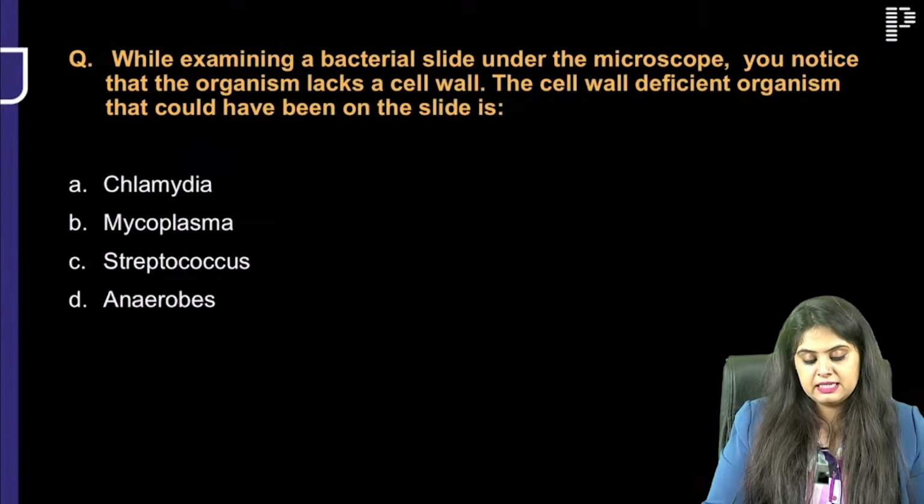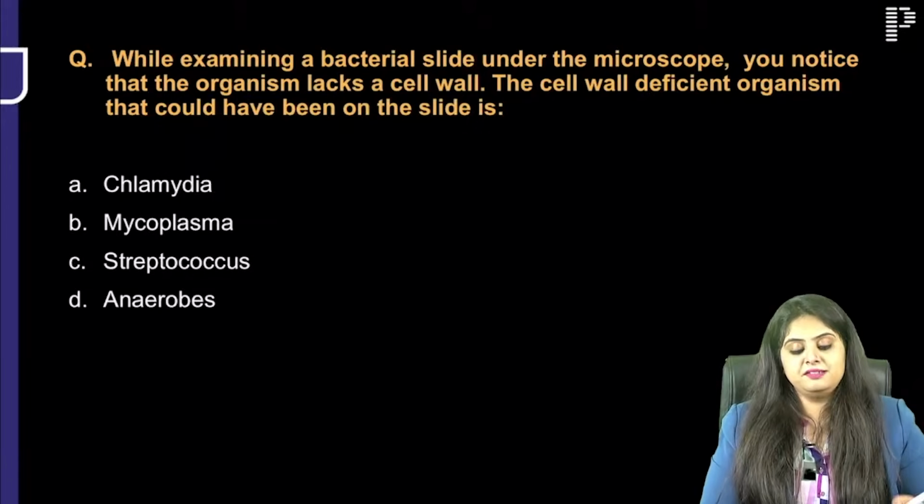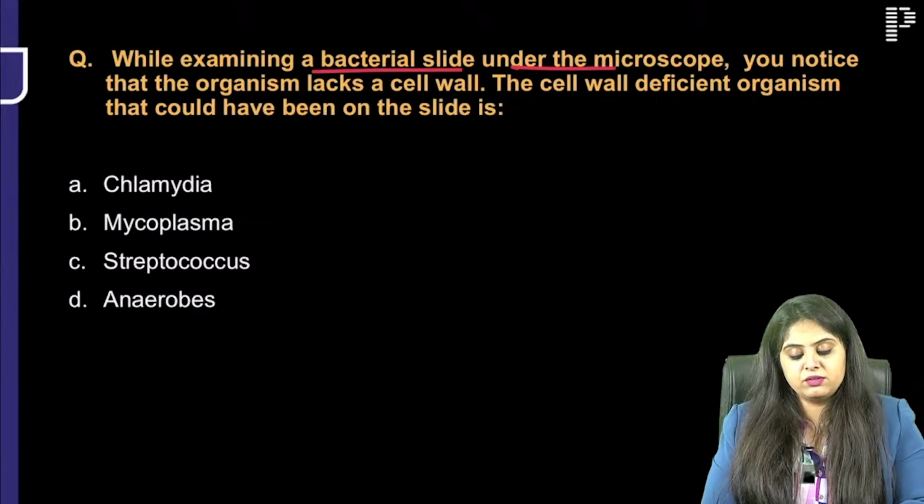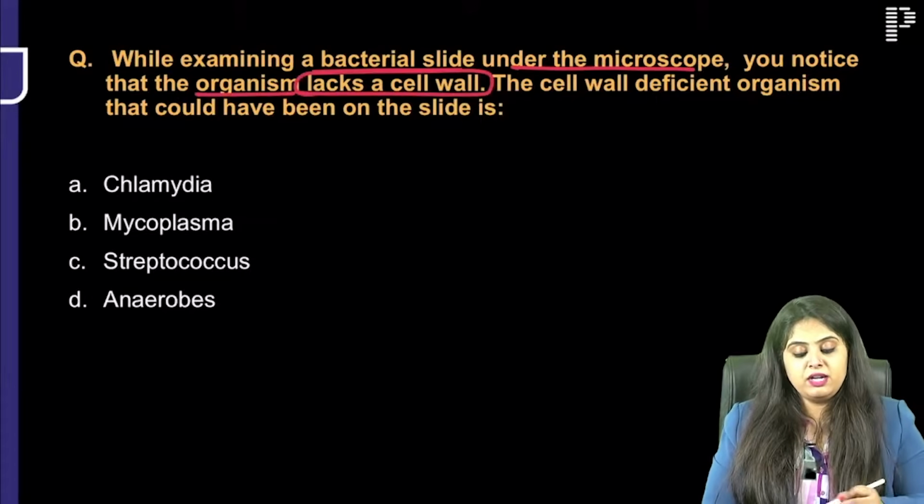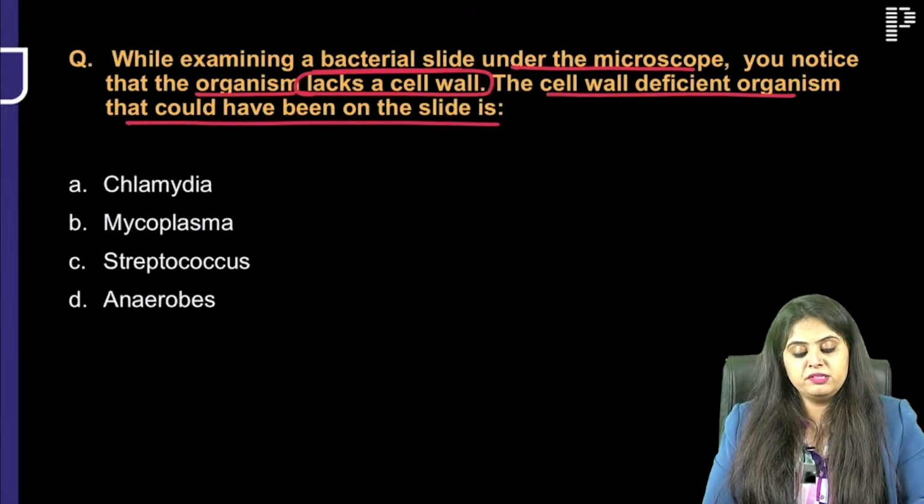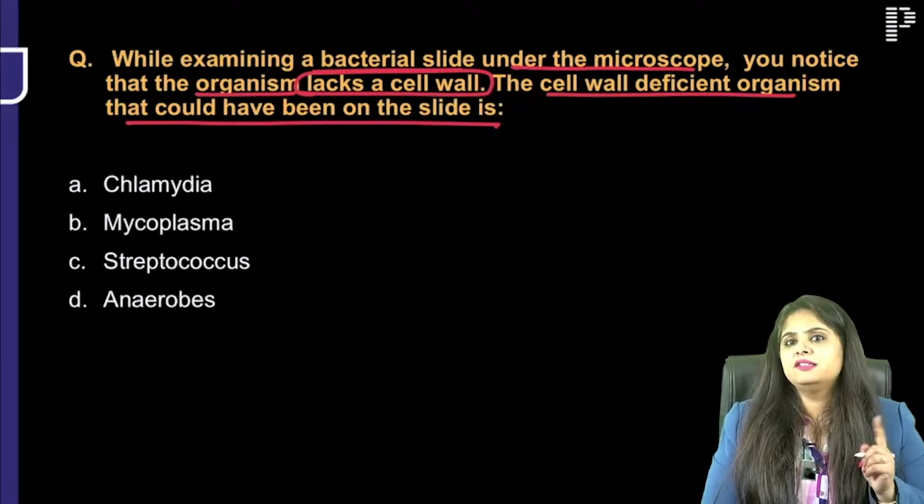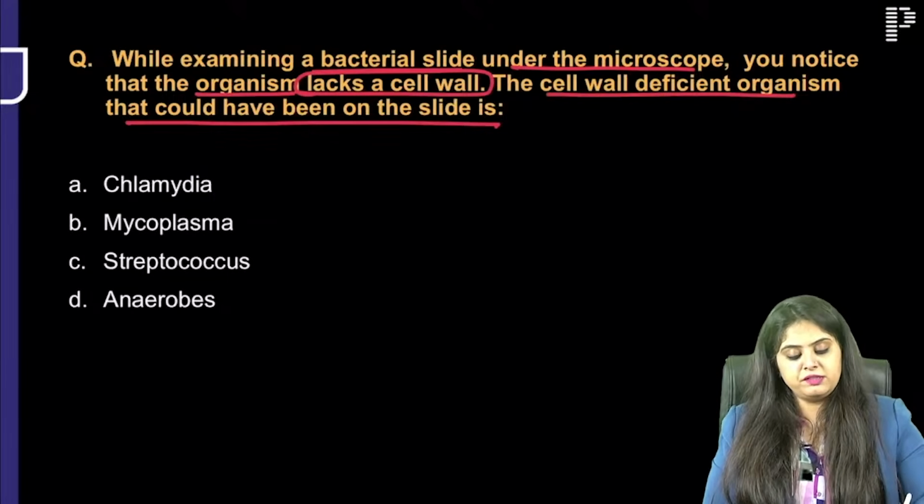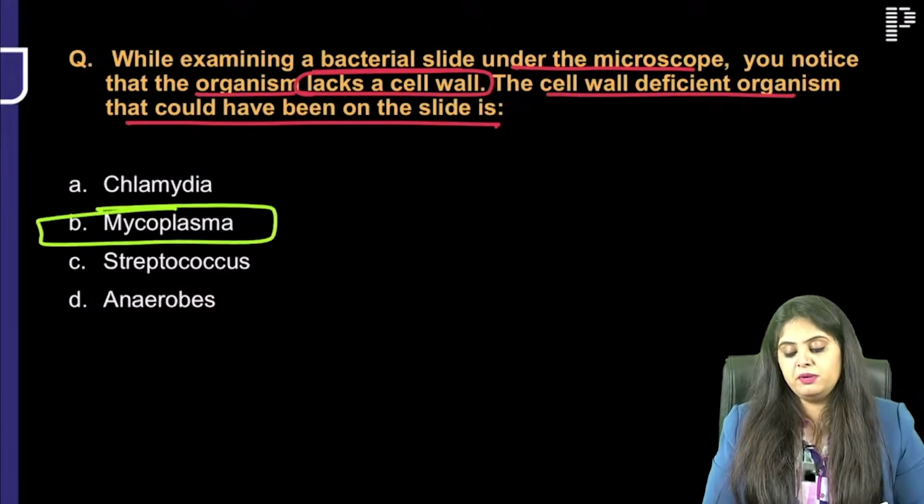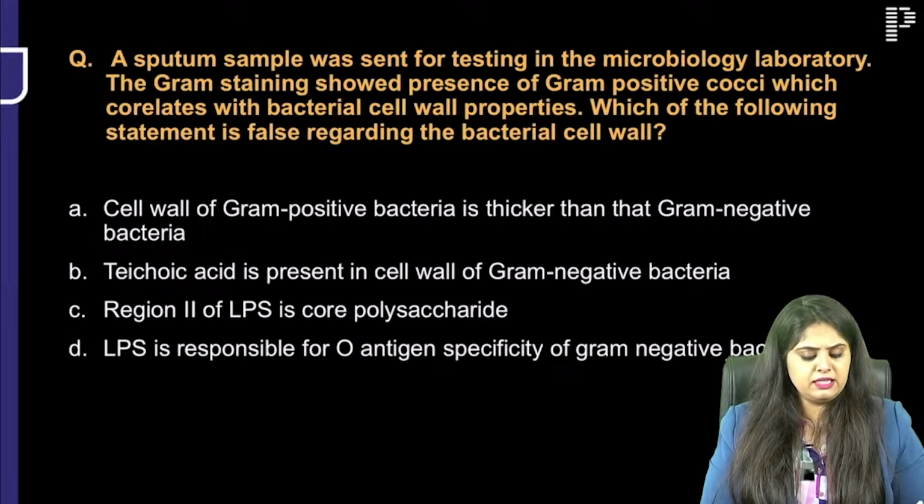That's it. While examining a bacterial slide under the microscope, you notice that the organism lacks a cell wall. The cell wall deficient organism that could be seen on the slide is... Is it that L form? Cell wall deficient form. Which was the cell wall deficient form? Very good. Mycoplasma. In a one-liner, you're good. Very good.